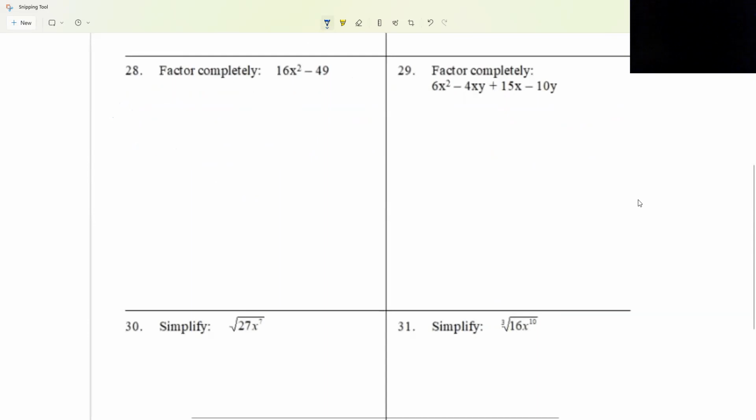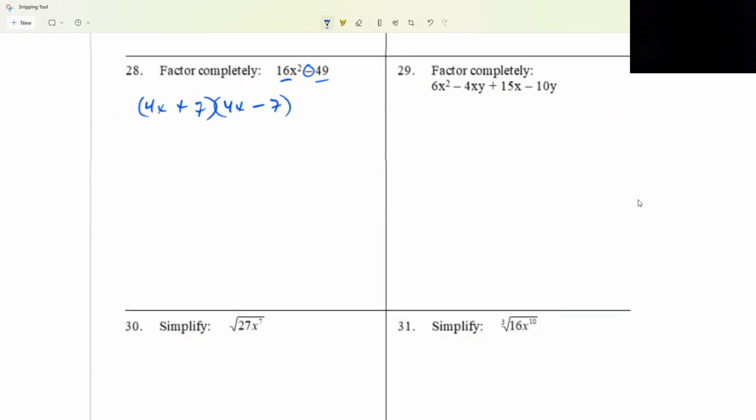28, that's the difference of squares. You don't have a common factor, but you have these 2 guys here, which are perfect squares, and you have a minus sign. So put your parentheses up. You say the square root of 16x squared is 4x. The square root of 49 is 7. And then plus, minus, you're done.